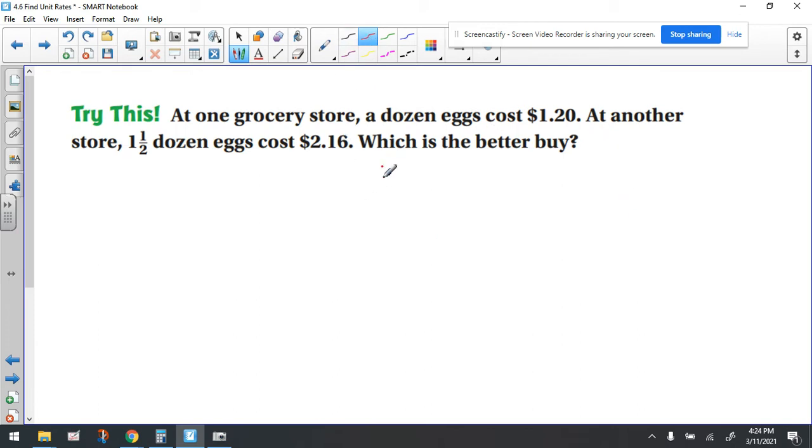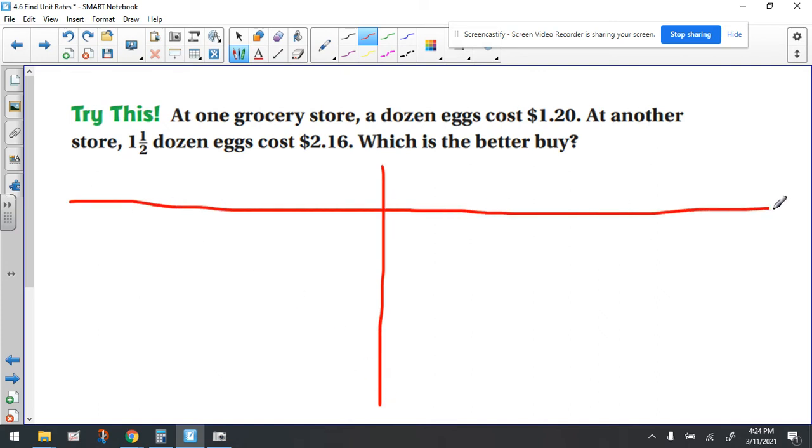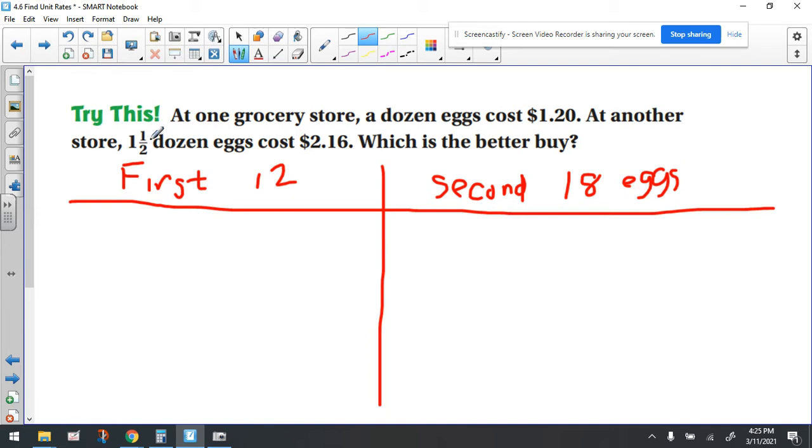Whenever you're comparing two things, you want to separate your workspace and come up with some sort of label. So we'll call this one the first grocery store, where they sell it by the dozen, right? So you get the 12 eggs. And at the other, we'll call this the second store. They sell them not by the dozen, but by a dozen and a half. So by the way, if you didn't know, a dozen is equal to 12. So half a dozen would be half of 12, which is 6. And if you add 12 plus 6, that gives you 18 eggs. 18 eggs is equal to this 1.5 dozen.